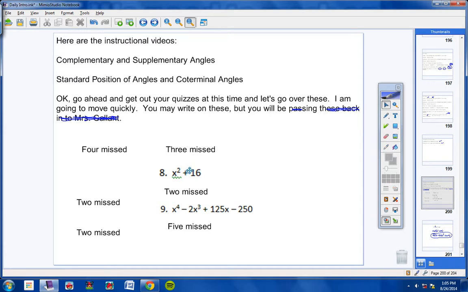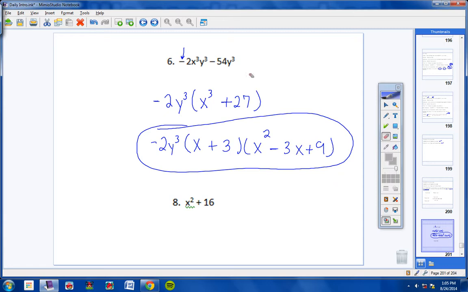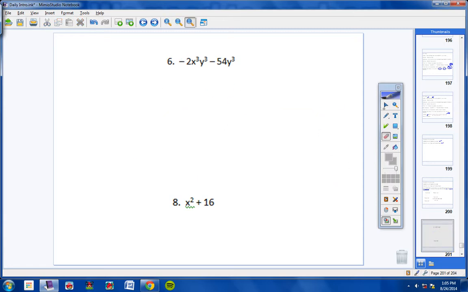Number 8, 2 of you missed number 8, so let's take a look at number 8 here real quick. Number 8 is not factorable. And I hope I have all 6 of you students' attention right now. This is a common mistake.